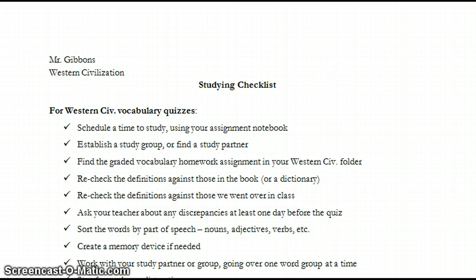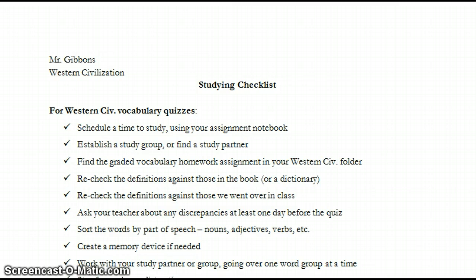The next thing you do is to find the graded vocabulary homework assignment in the Western Civ folder. These are the blue folders you purchased over the summer or at the beginning of the school year. Every unit we empty out the folders and we only leave the relevant papers in the folder. The vocabulary homework will be assigned usually on a Monday, and it will be back in your hands within 2 days of your turning it in.